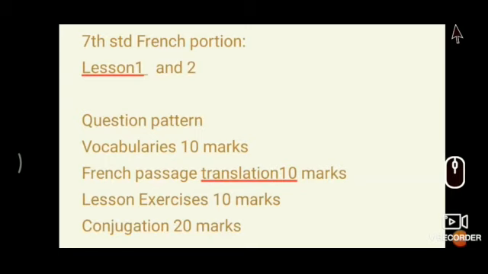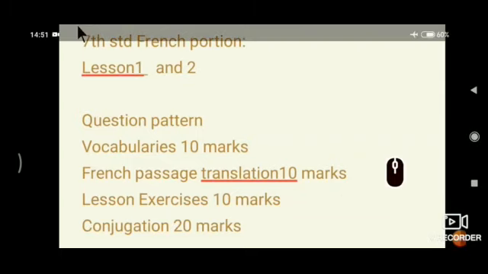So, this session is about a discussion on the portion, the question pattern, and whatever pattern is followed based on the lesson 1 and lesson 2 exercises. And I will tell you how to present your answer sheet. So, these are the key things that we are going to see today. So, let us start with the portion.